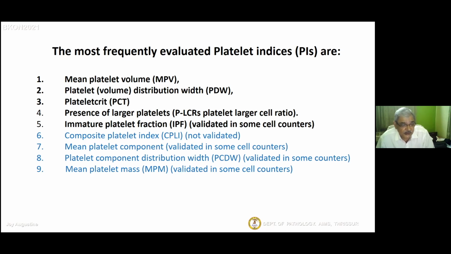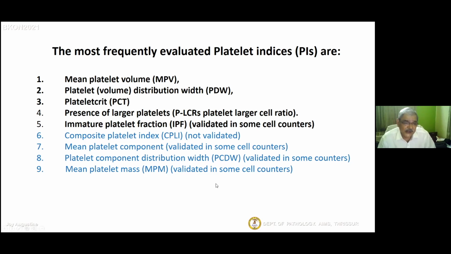Of course, the immature platelet fraction is validated only in some counters. And now there is one more platelet index which has come, and that is what is known as the mean platelet diameter. This actually requires scanning of the blood smear to assess the actual size, the diameter of each platelet, and can be done using an Axion Carl Zeiss scanner, but it's a very expensive procedure.